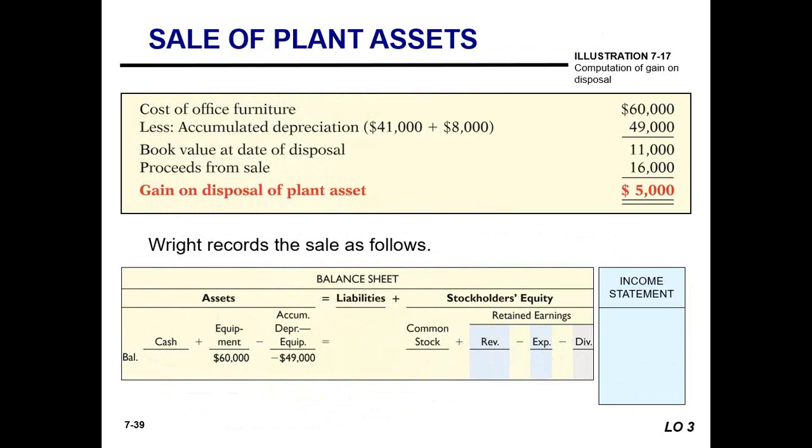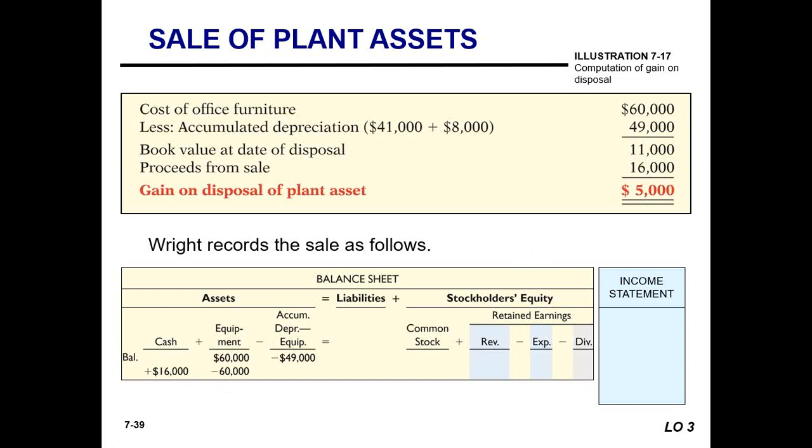Now we can calculate the rest of the information. Our equipment and our accumulated depreciation, $60,000 less $49,000 gives us a book value of $11,000. Our proceeds were $16,000. We had a gain. So when we enter that item in our book, we will note first in cash the amount of money we received from the sale. Now, this isn't the amount of money we receive for depreciation. This is what we receive for the sale of the item.